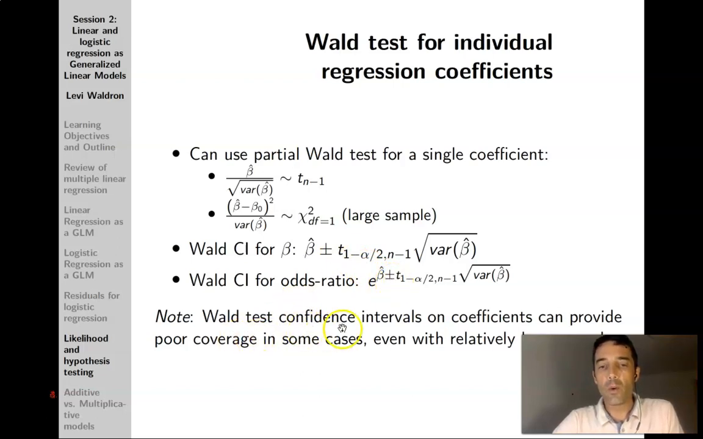It's worth noting that the Wald test confidence intervals can provide poor coverage of the actual range of confidence of the coefficient under repeated sampling, even with relatively large samples. So there are approaches based on bootstrapping and other techniques that can provide better coverage.